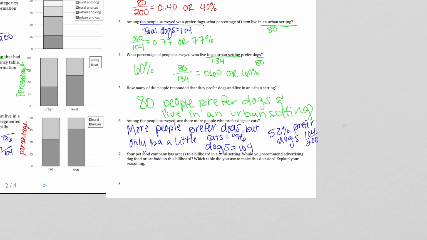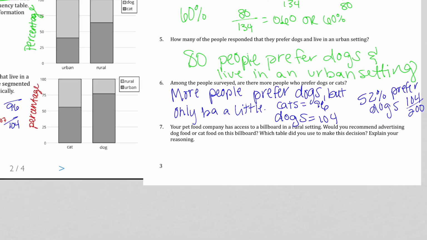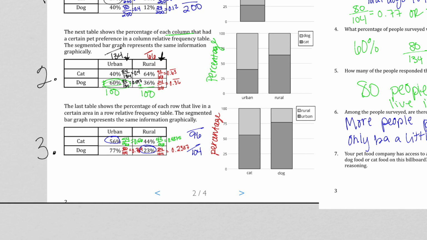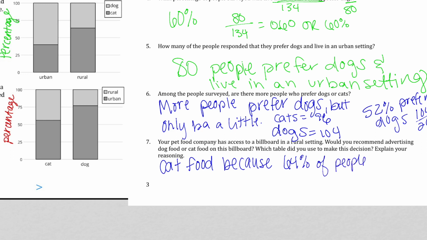All right, last one. Your pet food company has access to a billboard in a rural setting. Would you recommend advertising dog food or cat food on this billboard? And which table did you use to make this decision? So we're going to look over here. We are going to look at our column for rural, because rural was on the column side. And we're going to see that 64% of rural people preferred cats. So we would advertise for cat food because 64% of people in a rural area prefer cats.